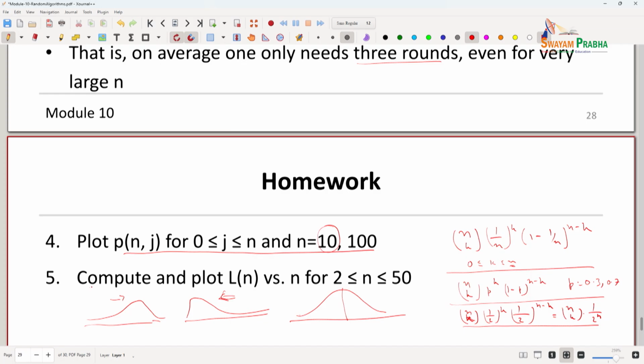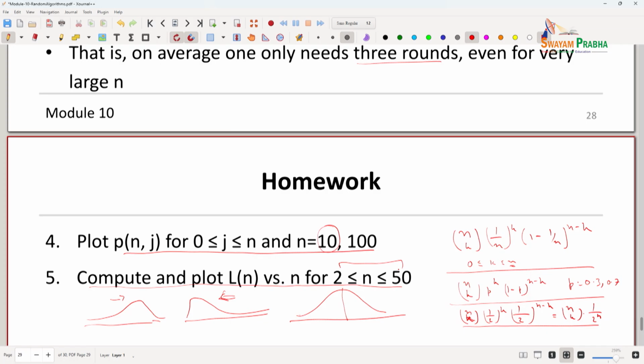Also, compute and plot Ln as a function of n for n from 2 to 50. And I would like you to be able to compute L2 as a homework problem. If there are only 2 people, how will you conduct an election?